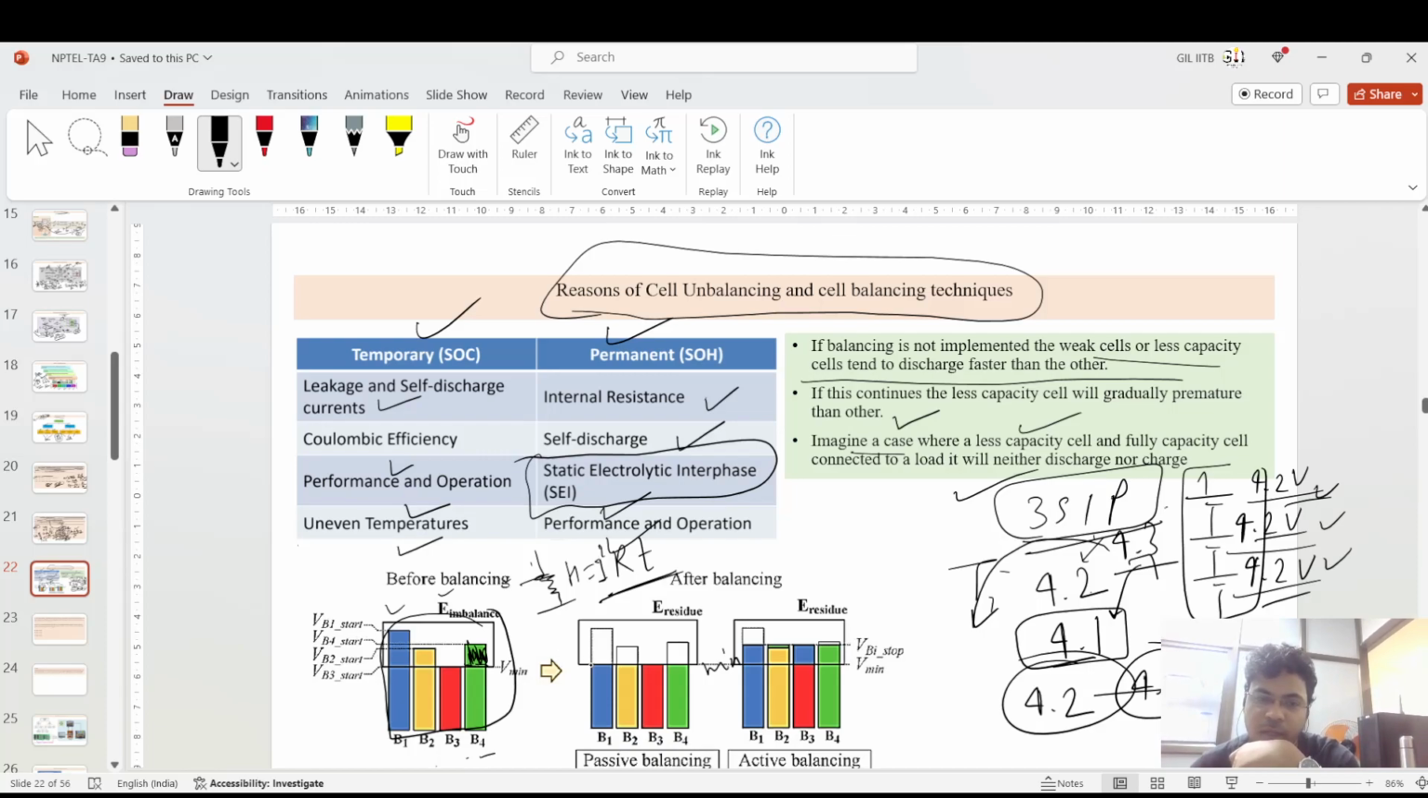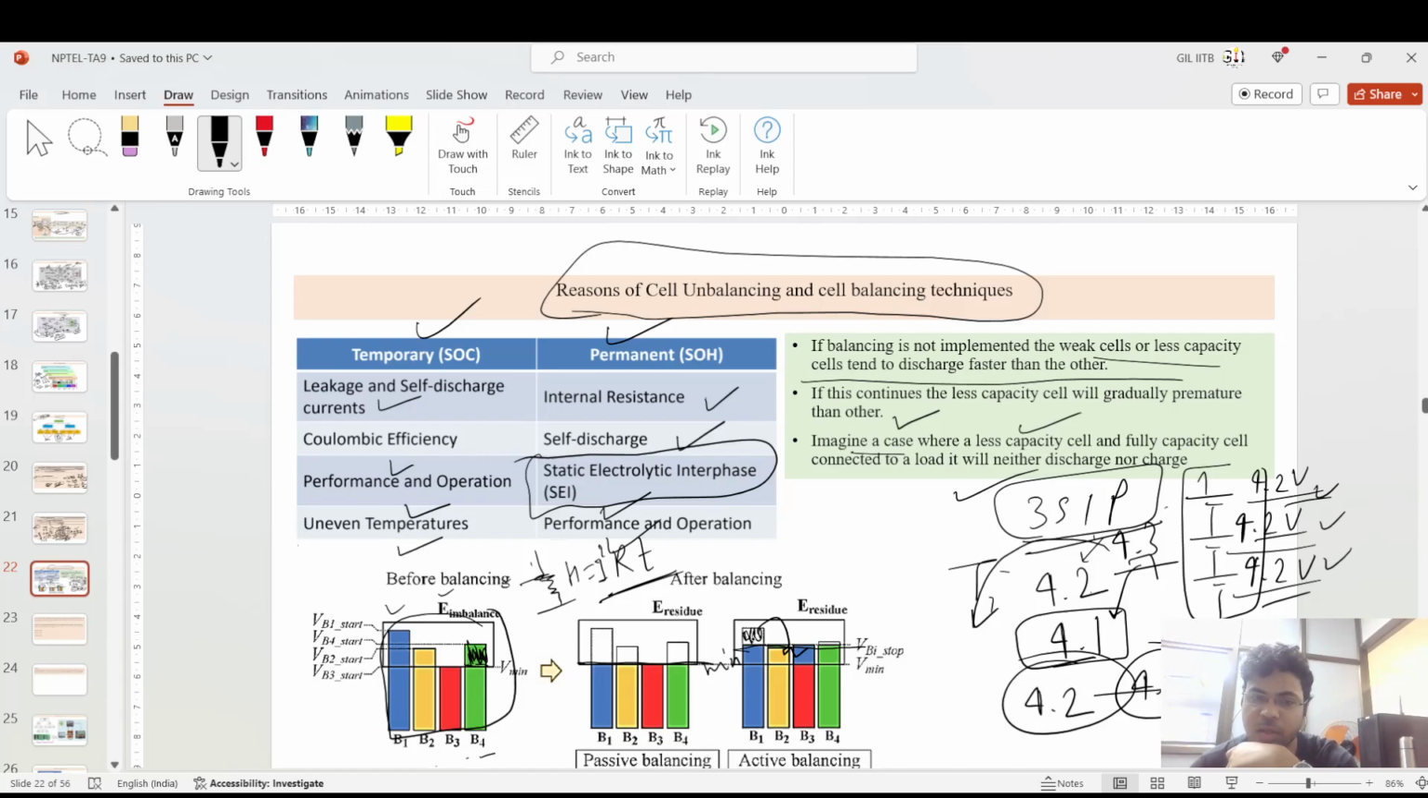So you should calculate the minimum voltage level among all the battery cells, and discharge till that voltage level. And in active cell balancing, one reference should be set, and after that the extra charge is transferred to the other cells.